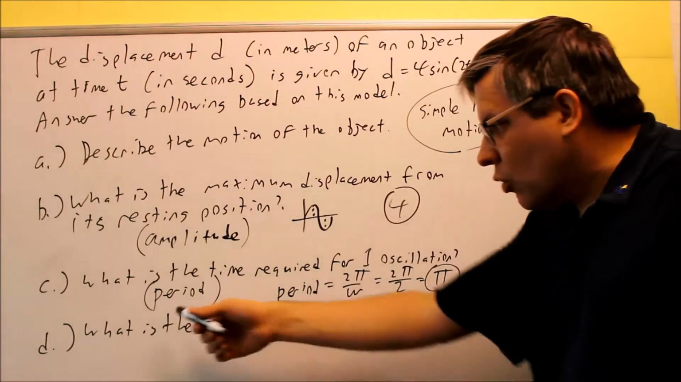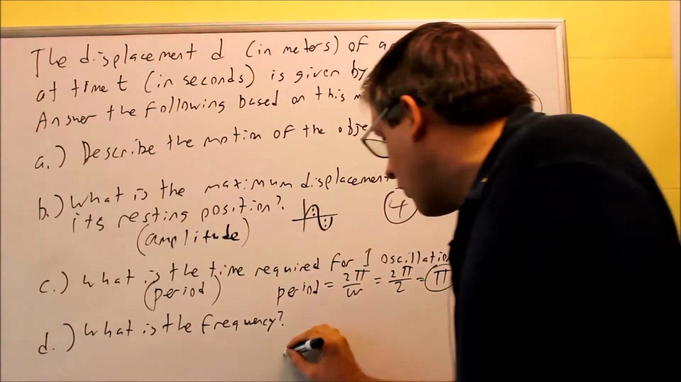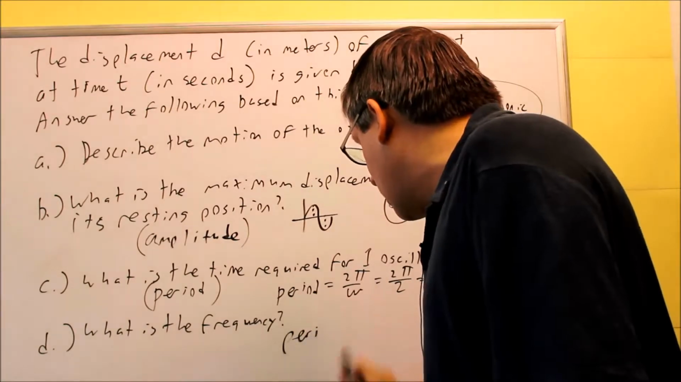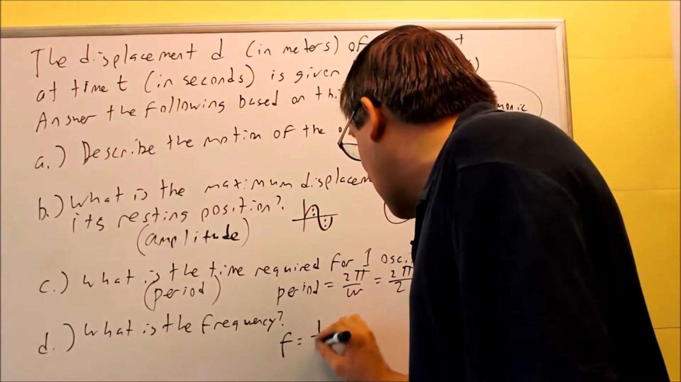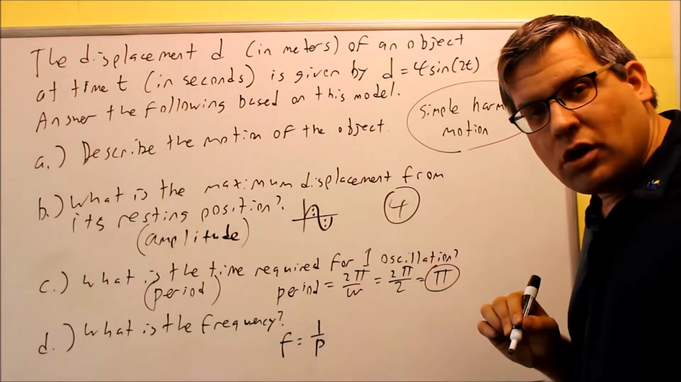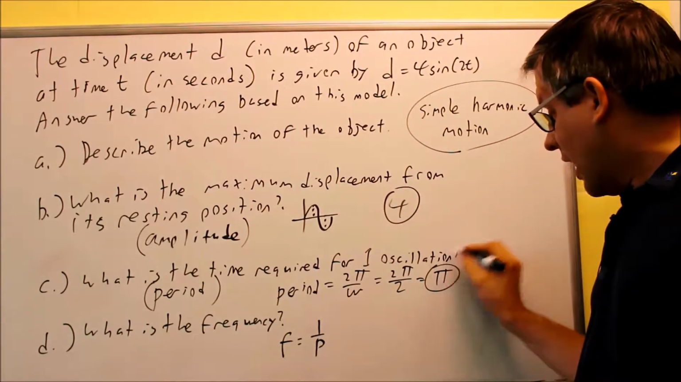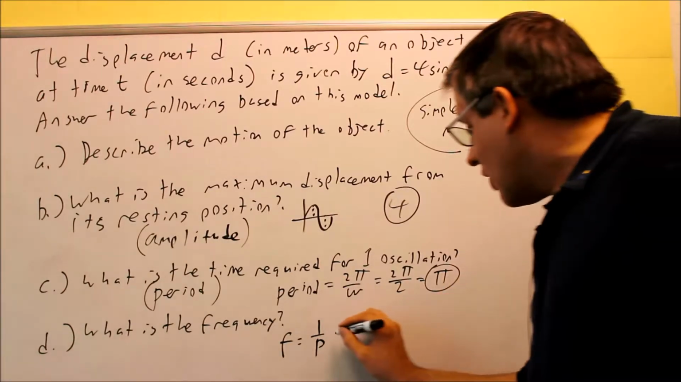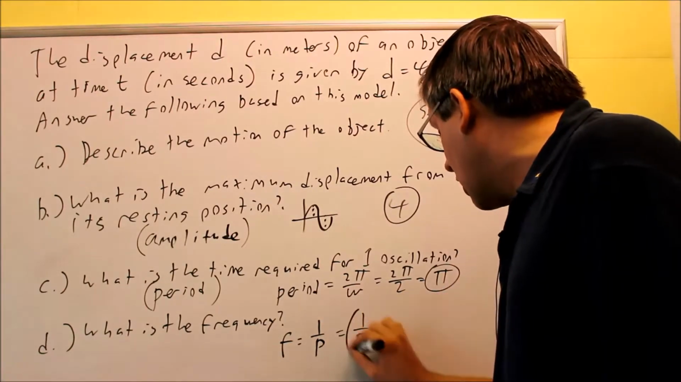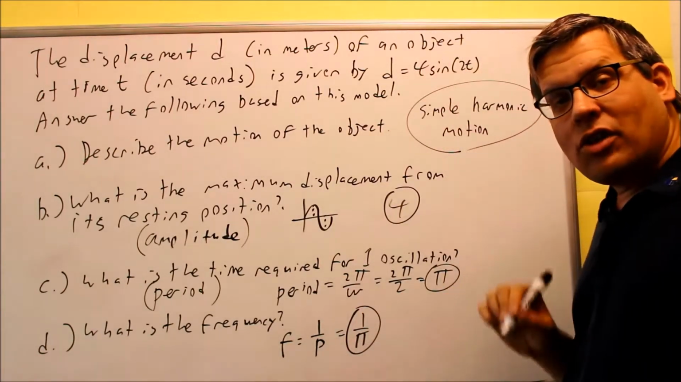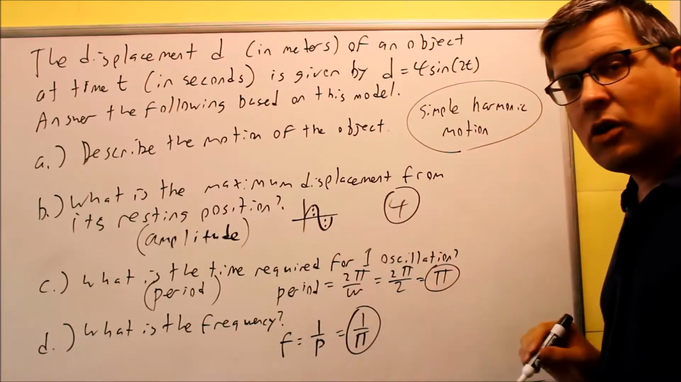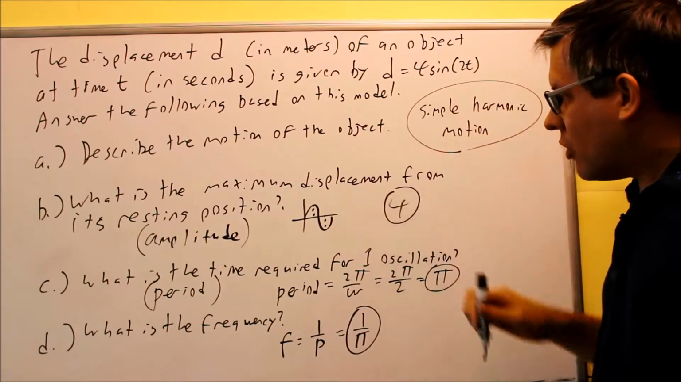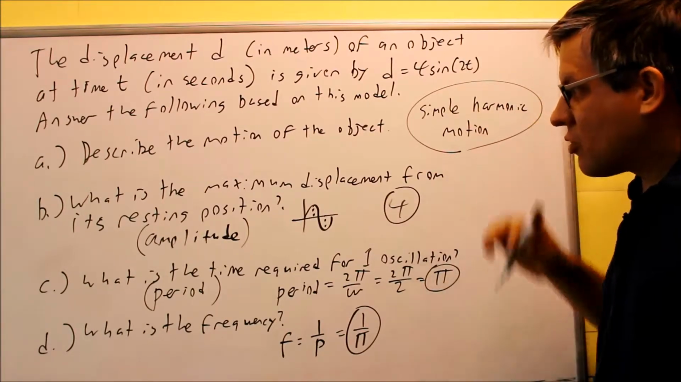The last one, what's the frequency? The formula for that, your F for frequency, is the same thing as 1 over P, 1 over period. So since we already have the period as pi, that means we just put this in and we get 1 over pi for the answer. So that would answer the last question. We have 1 over pi. So the circled answers here would be it for each one of these parts. And so this is all this question is asking for.